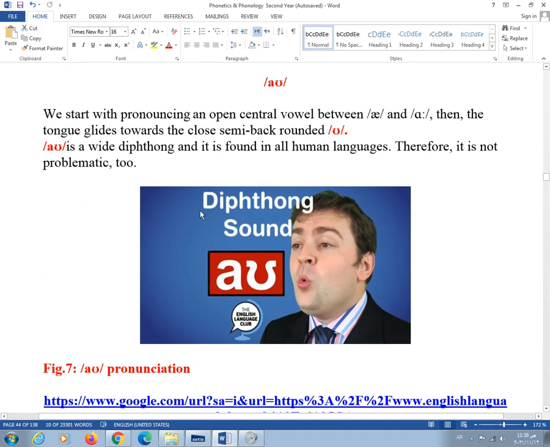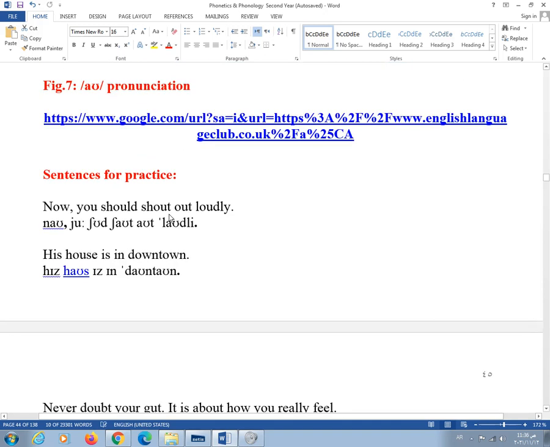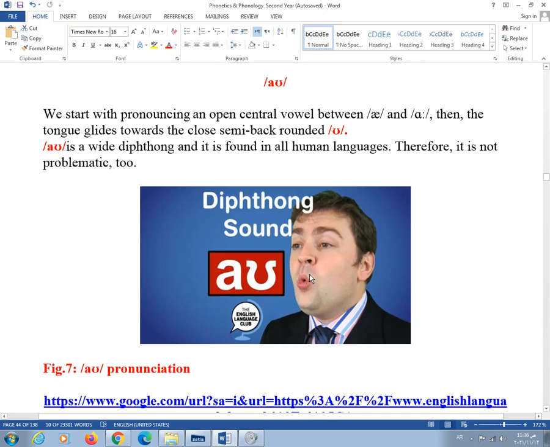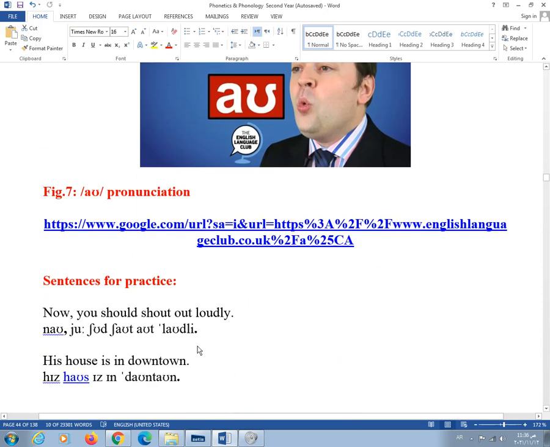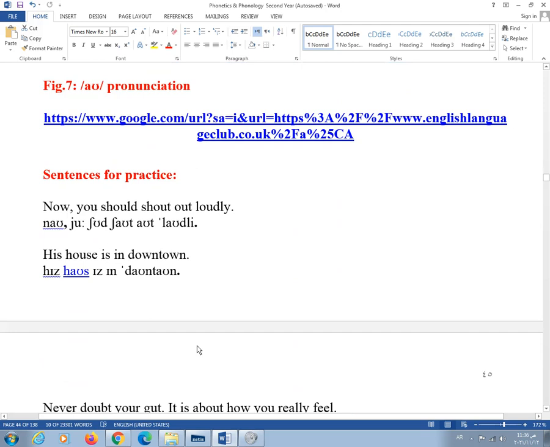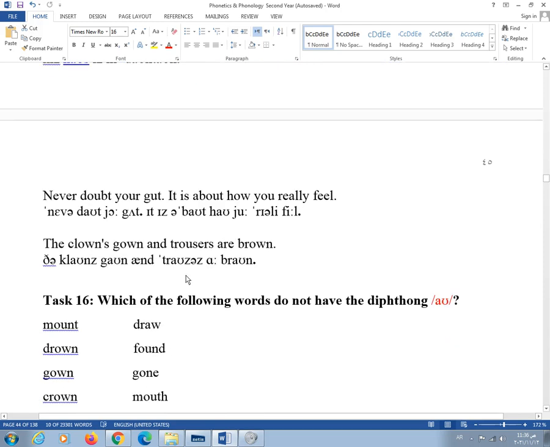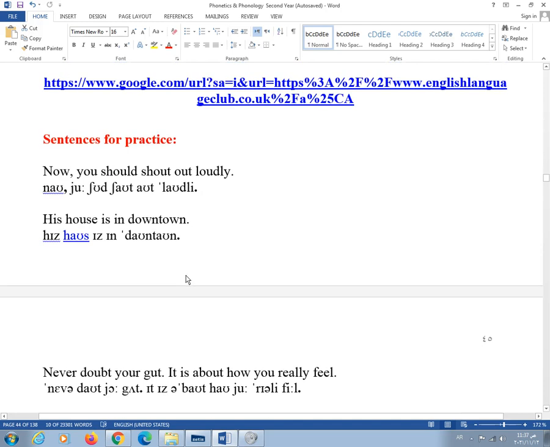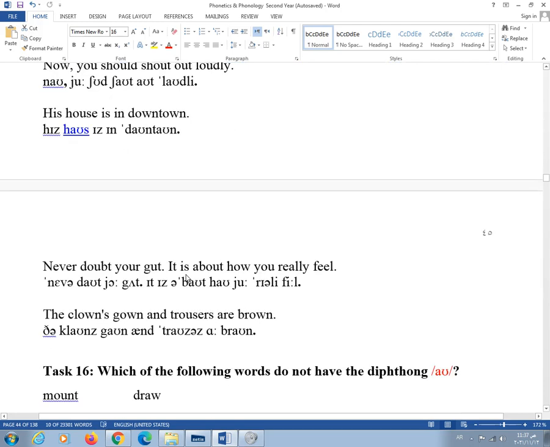We saw it was "ah." Look, "ow." See? And example words or sentences. Now, you should shout out. You should shout out loudly. His house in town, or downtown. Okay. Never doubt your God. It's about how you really feel. The clown's gown and trousers are brown.